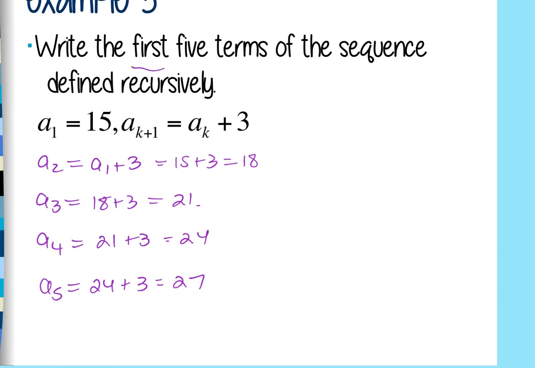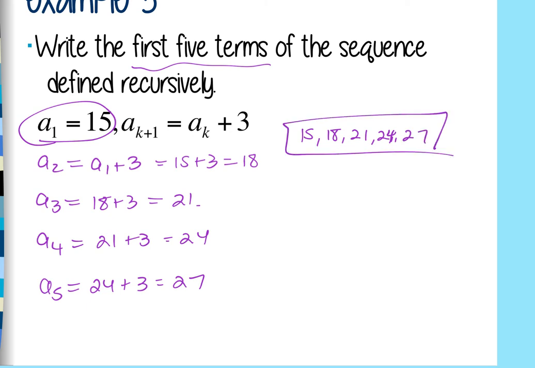So when it says write the first 5 terms, we're going to write them out in the order we received them, and we had A1 given to you. A1 has to be part of your recursive series, and I would say that's probably what people miss the most if they're going to get this question wrong, like on a quiz or a test. They forget the first one. So 15, 18, 21, 24, and 27 would be the first 5 terms of the recursive sequence.